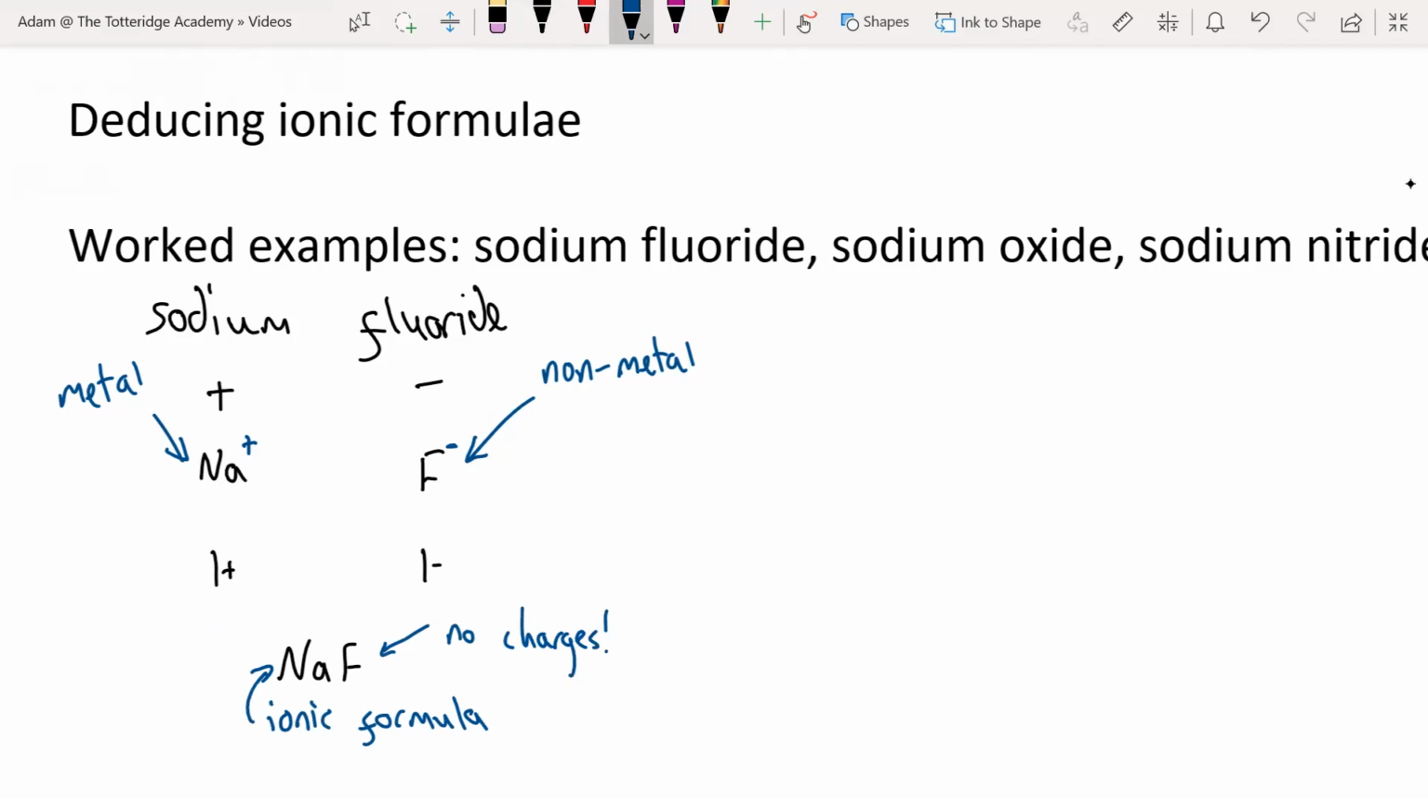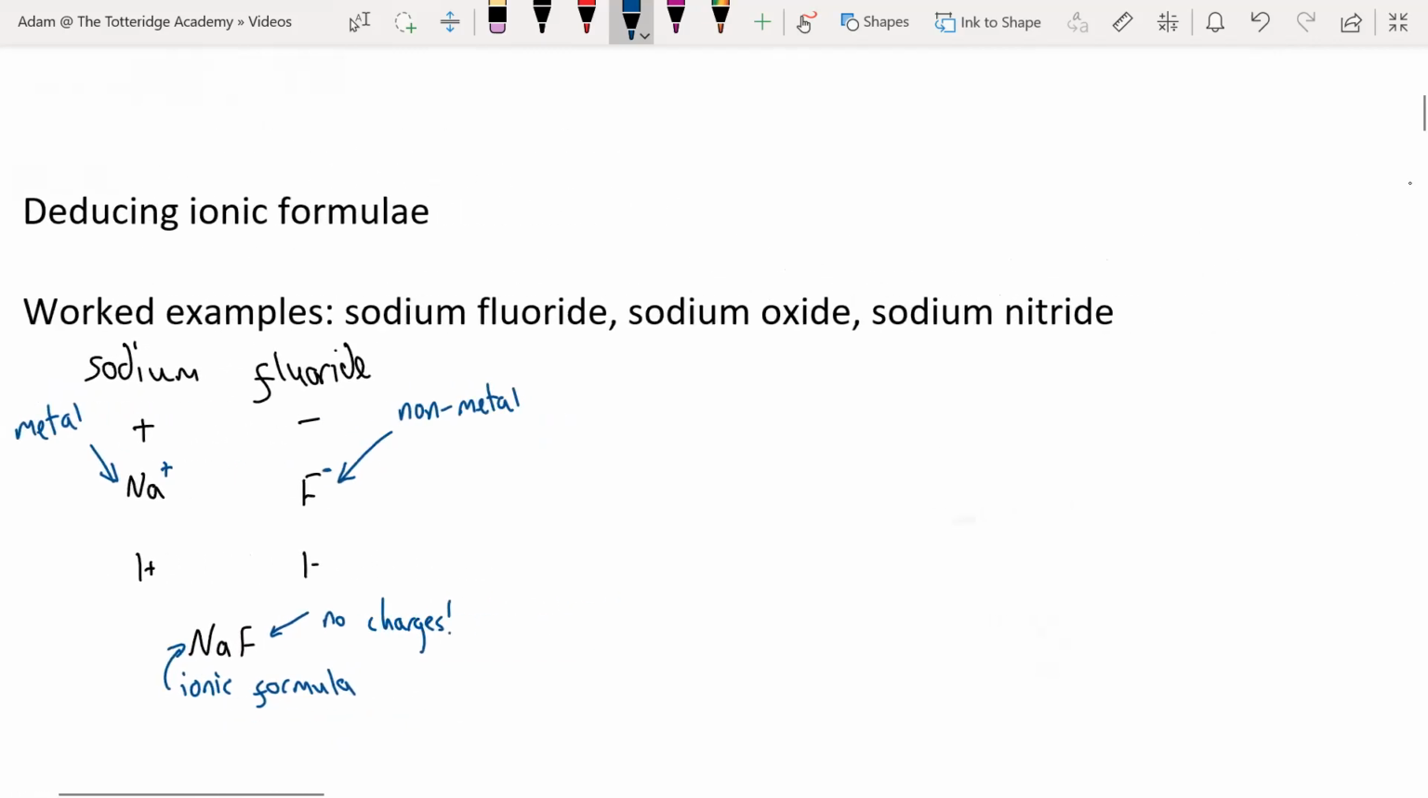We only use the charges when we're working out what the formula is. But once we've worked out what the formula is, we get rid of those charges completely. We don't write them into the formula. Let's have a go at sodium oxide.